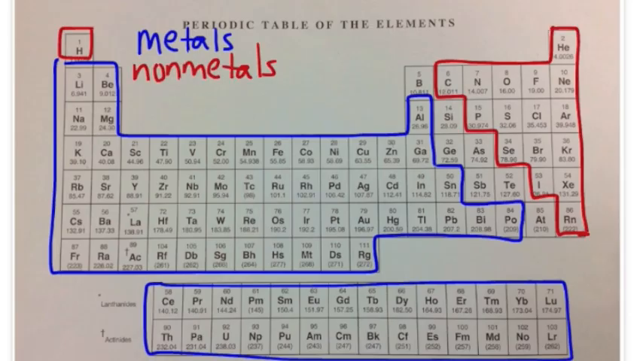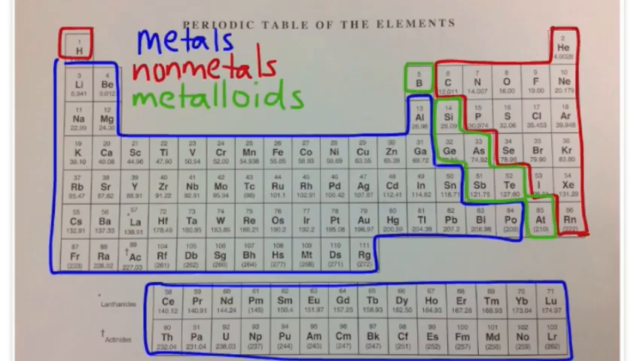In red, I have the nonmetals. Notice that there's not as many of them. They are opposites of metals, so they are brittle. They're not malleable or ductile. They're poor conductors of both heat and electricity. They tend to gain electrons in chemical reactions. Some are liquids, but you do have some solids, and some are gases. So we have a little mixture of all of them.